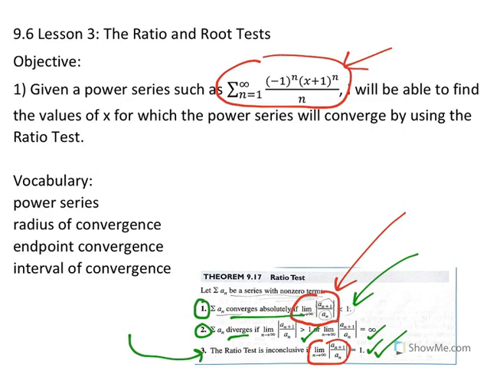So this is what's going to be useful for us for determining the values of x for which the power series will converge. And this is something that we will have to do something else for, because we can't use the ratio test to come to a conclusion if the limit from the ratio test as n goes to infinity is equal to 1.